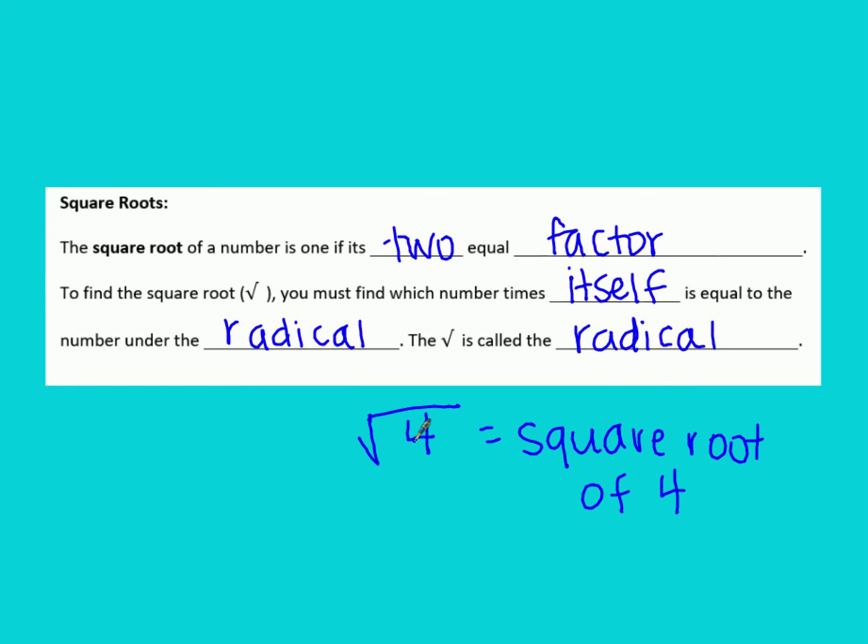And we think, okay, well, what two numbers multiply by themselves to get 4? So 2 times 2 gets us 4. So that means that the square root of 4 equals 2.